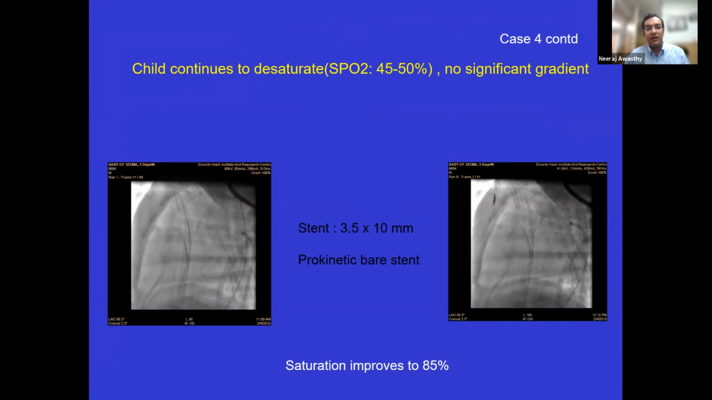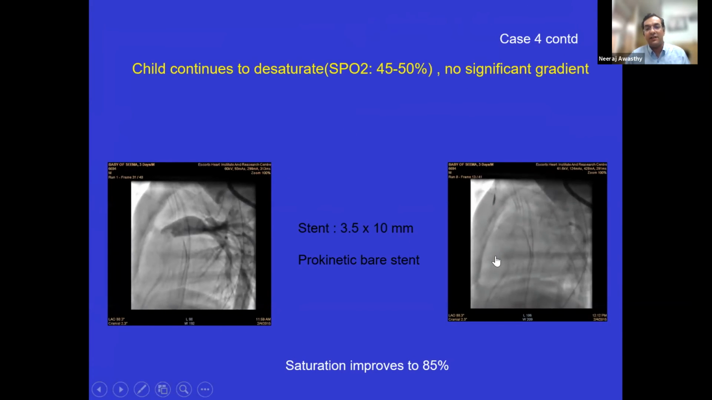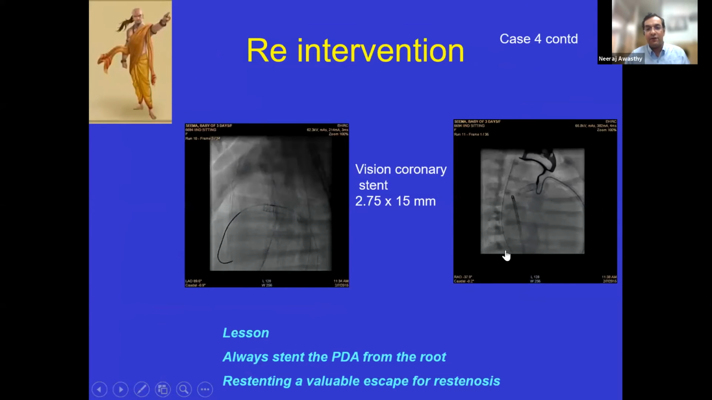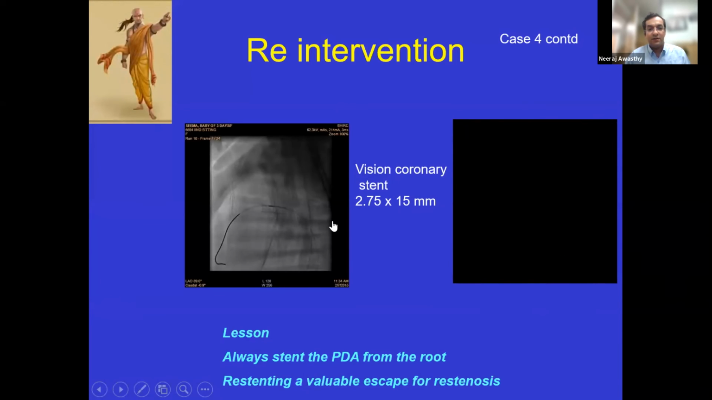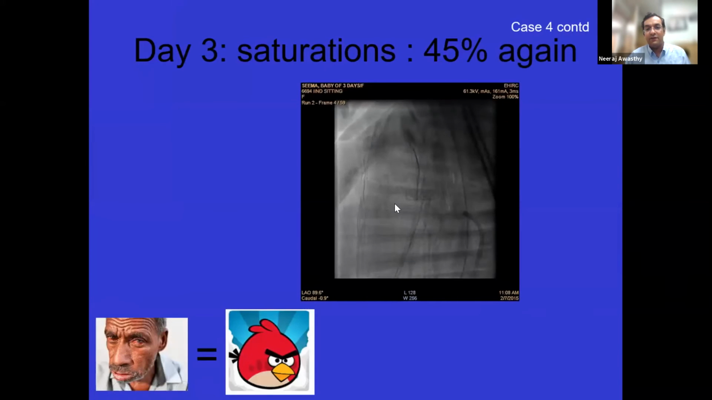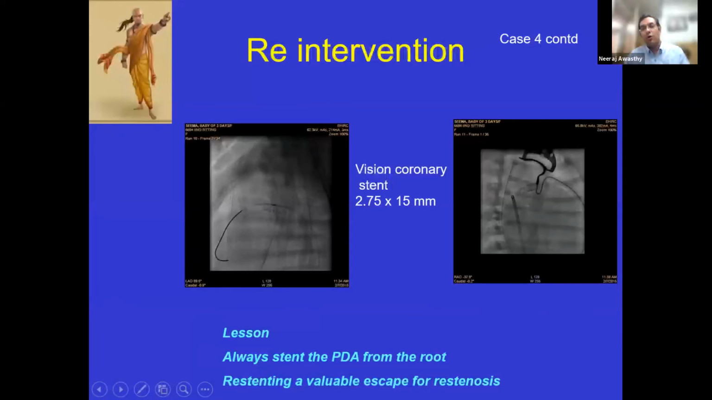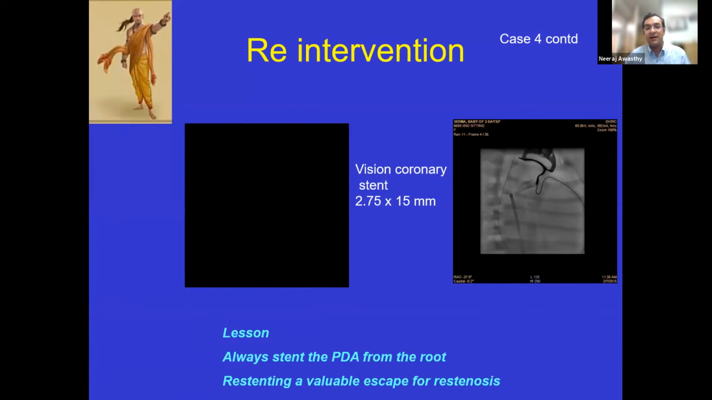We ballooned the RVOT, and there you see a discrete PDA, which was stented. We thought things were easy. We stented the PDA, and within 24 hours, we realized the stent had a problem. We didn't cover the proximal end of the stent. So it is important to cover the whole length of the segment. We deployed another stent and bailed it out.